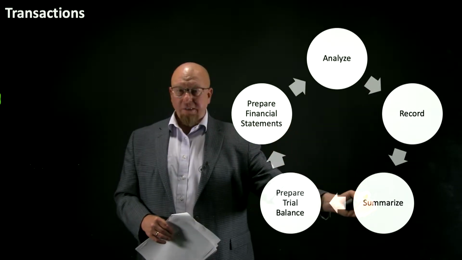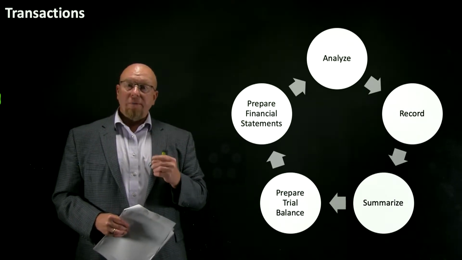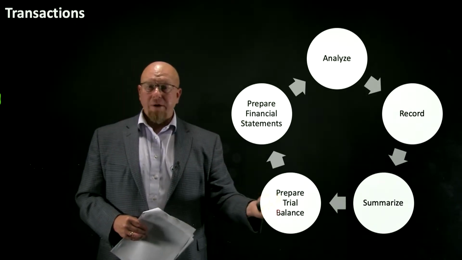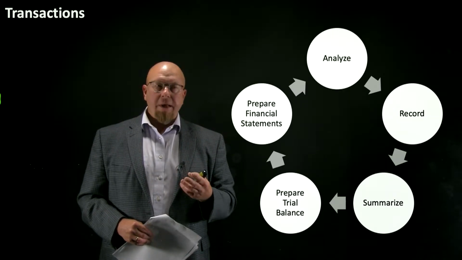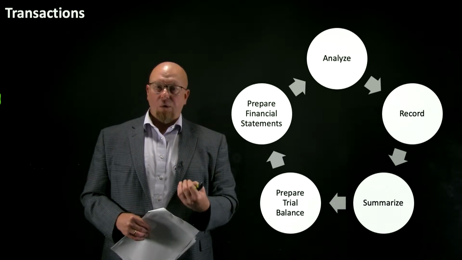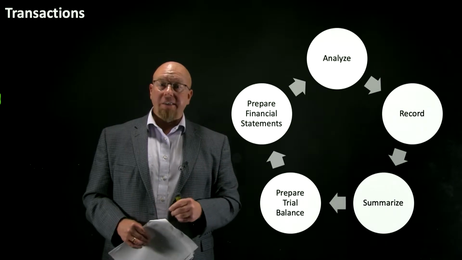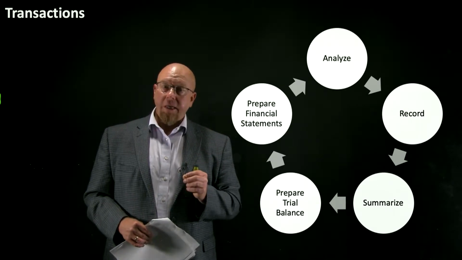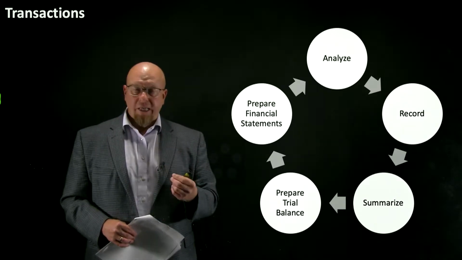We're going to summarize those results, which we will see at the very end of this video. From that summary, we prepare something called a trial balance. And the trial balance is simply a listing of the accounts that an organization has and whatever related balances they have at that point in time. Ultimately, the reason for the trial balance is we want to prepare our financial statements.